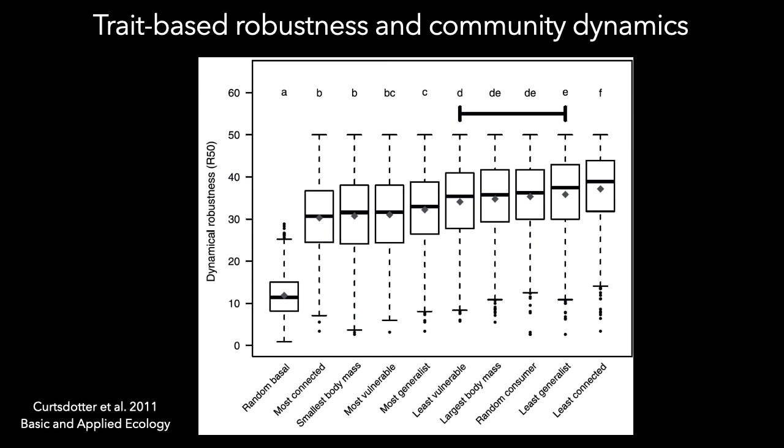On the other hand, removing species according to body mass, or the more generalist or specialist, had quite an impact on network robustness, and in particular, moving from left to right, we can see robustness increasing as we move towards species that are going to go primarily extinct that are smaller or least connected, as we learned so far.